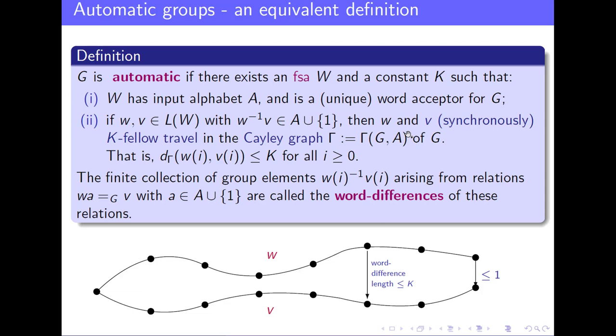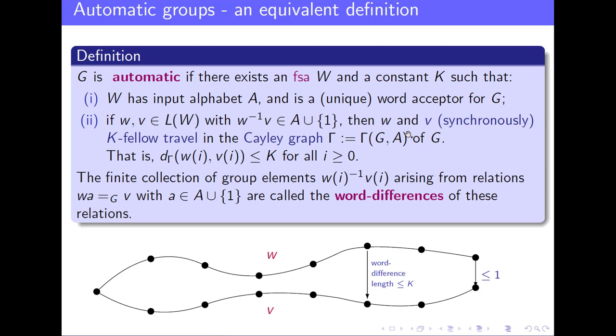So these are meant to be corresponding points. So they synchronously fellow travel. If we look at the points along both words, they will not have gone too far apart. It's like when you're getting a train from A to B, and there are two routes which go slightly different ways, but they're never so far apart from each other. That's more likely to be asynchronous fellow travelling.